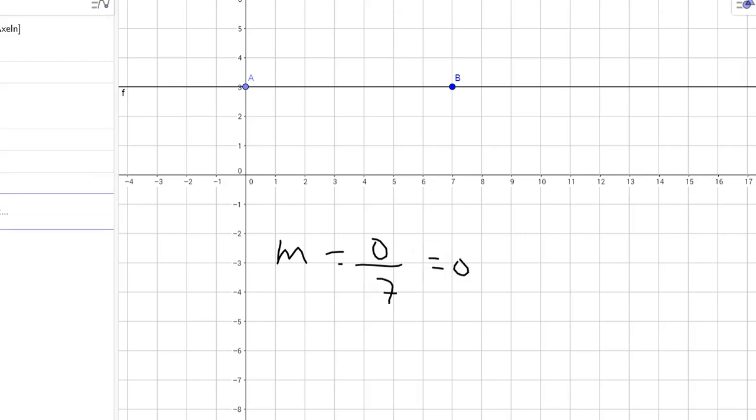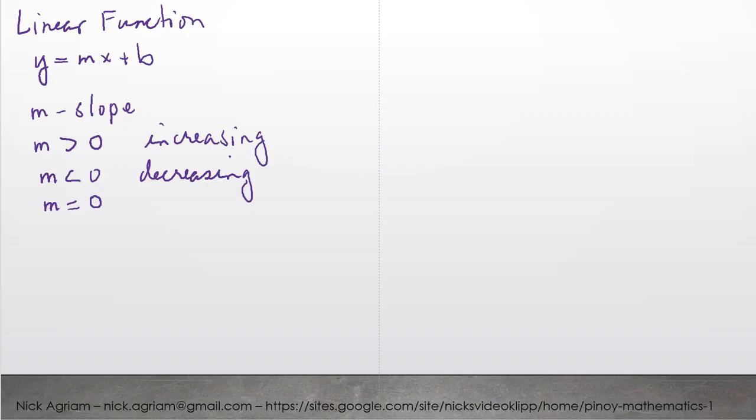Then my slope is 0. So if I'm going to put it here now, m is equal to 0. That means no slope. It's neither increasing nor decreasing when m is equal to 0. That means you have a horizontal line.